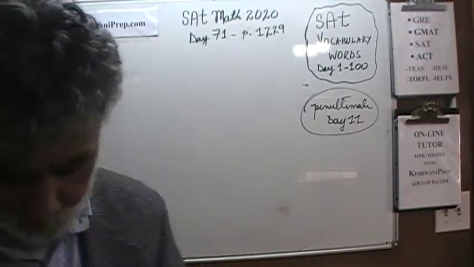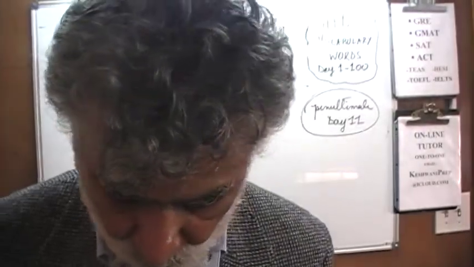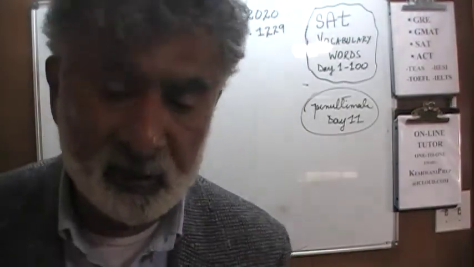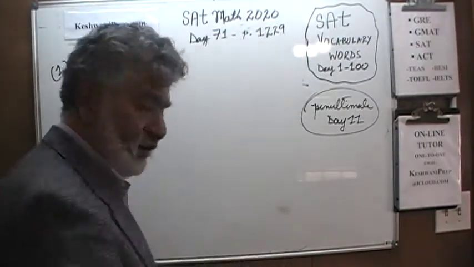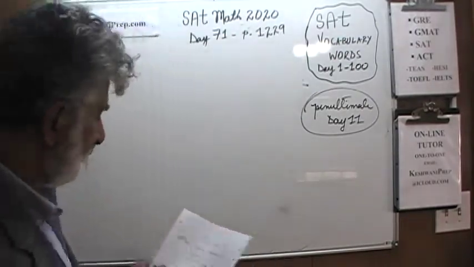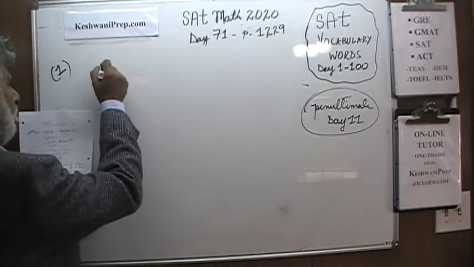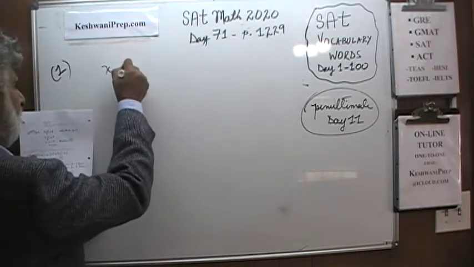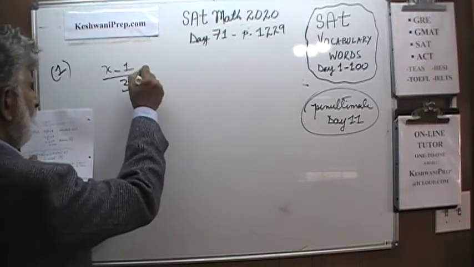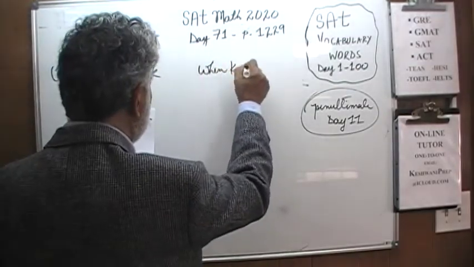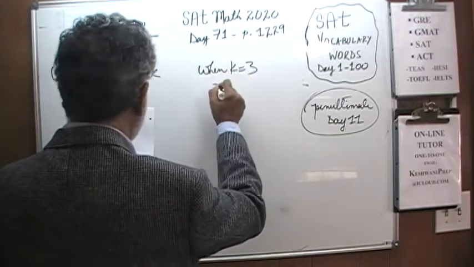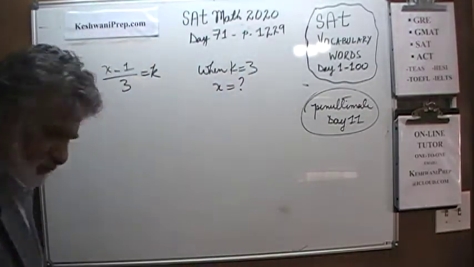Number 1. There are 20 multiple choice questions, which means the first one-third are going to be about easy, next one-third are medium as always, last one-third are easy, which means the first 6 or 7 are quite straightforward, quite simple. Number 1 says x minus 1 over 3 is equal to k. We are told that when k is equal to 3, what's the value of x? Well, let's find out, shall we?